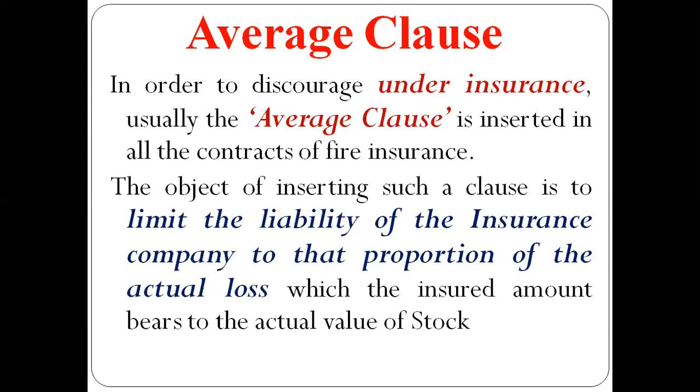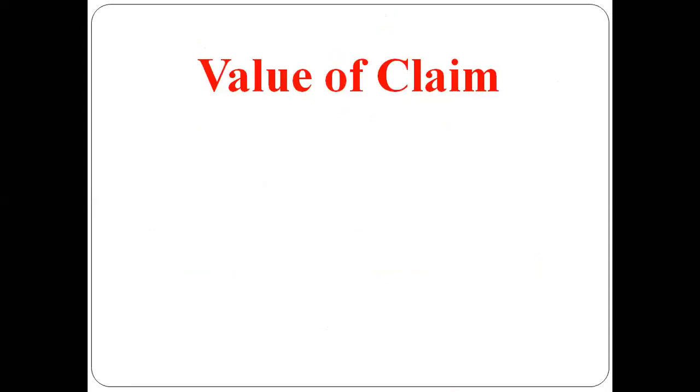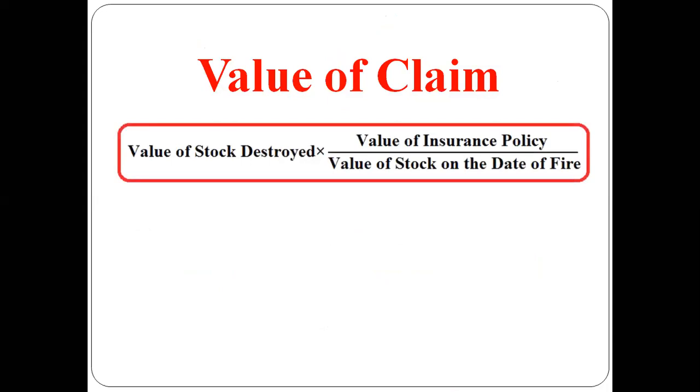So we will understand how to calculate the value of claim under the average clause. The value of claim under the average clause equals the formula: value of stock destroyed into value of insurance policy divided by value of stock on the date of fire. The same formula I have applied in my example. Value of stock destroyed is 50,000, policy value is 60,000, stock in the godown is 1 lakh. So 60%, that's the reason I got the value of 30,000. Like this, we will calculate the value of claim.